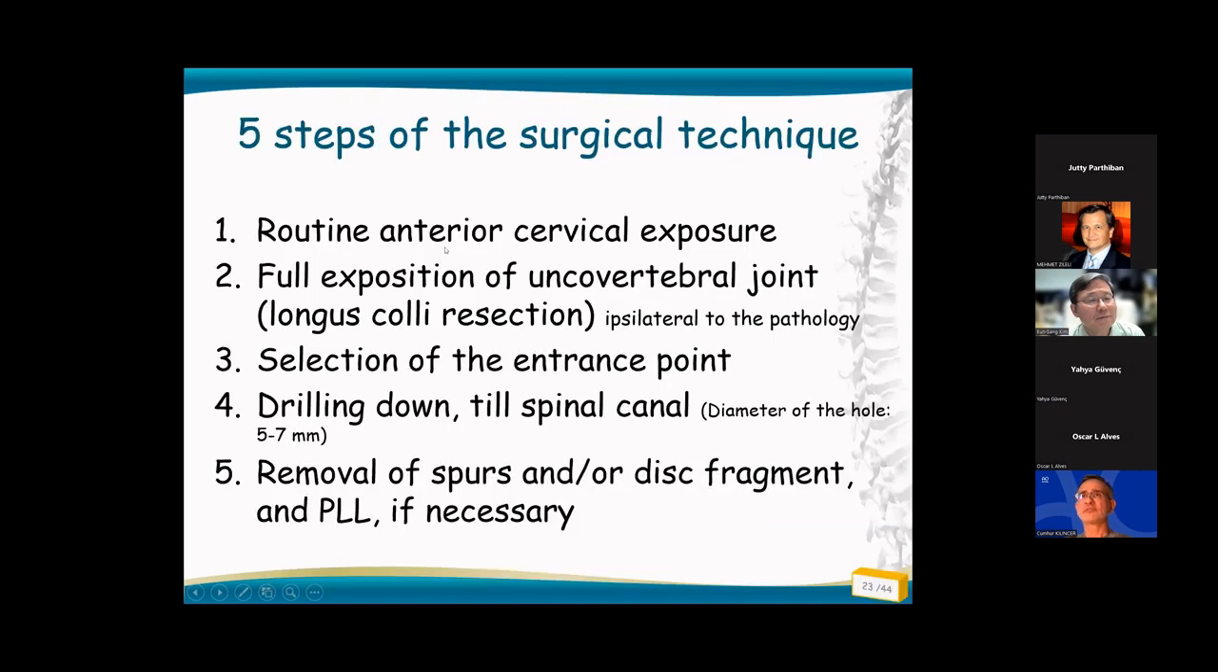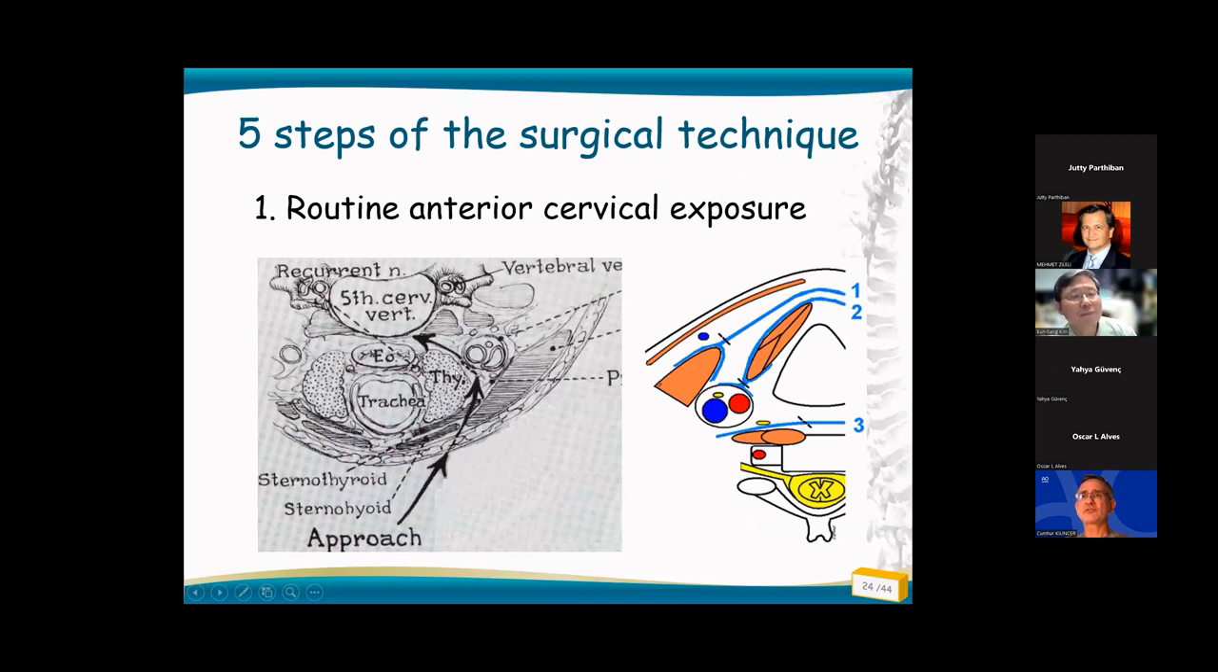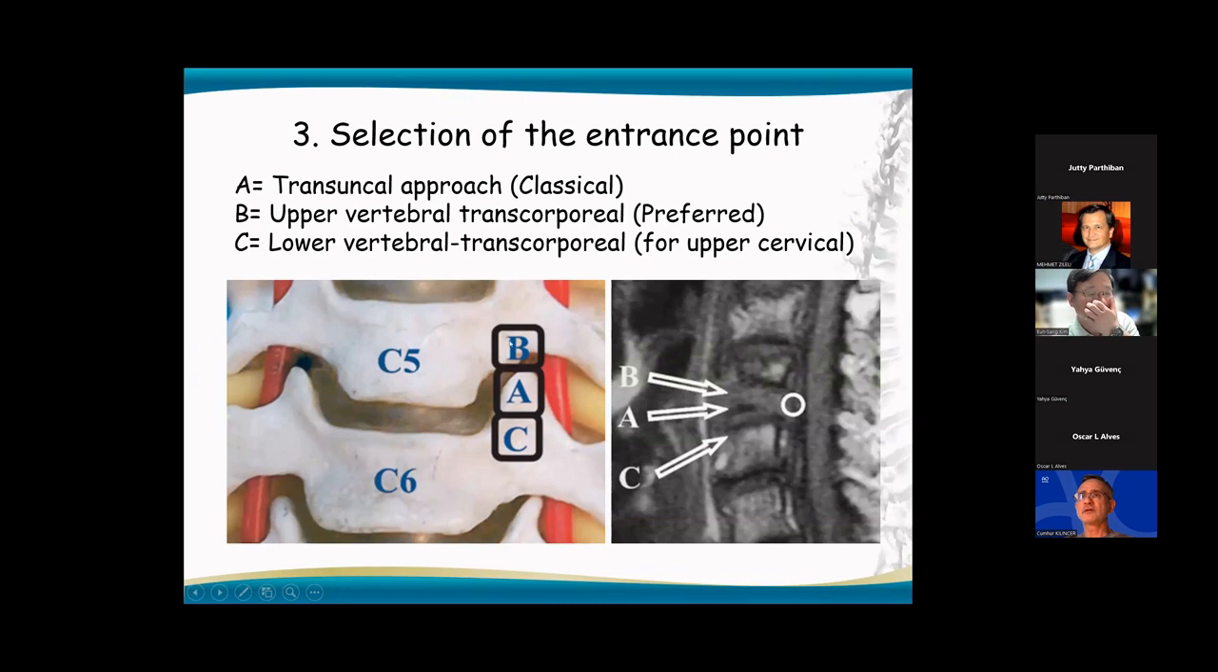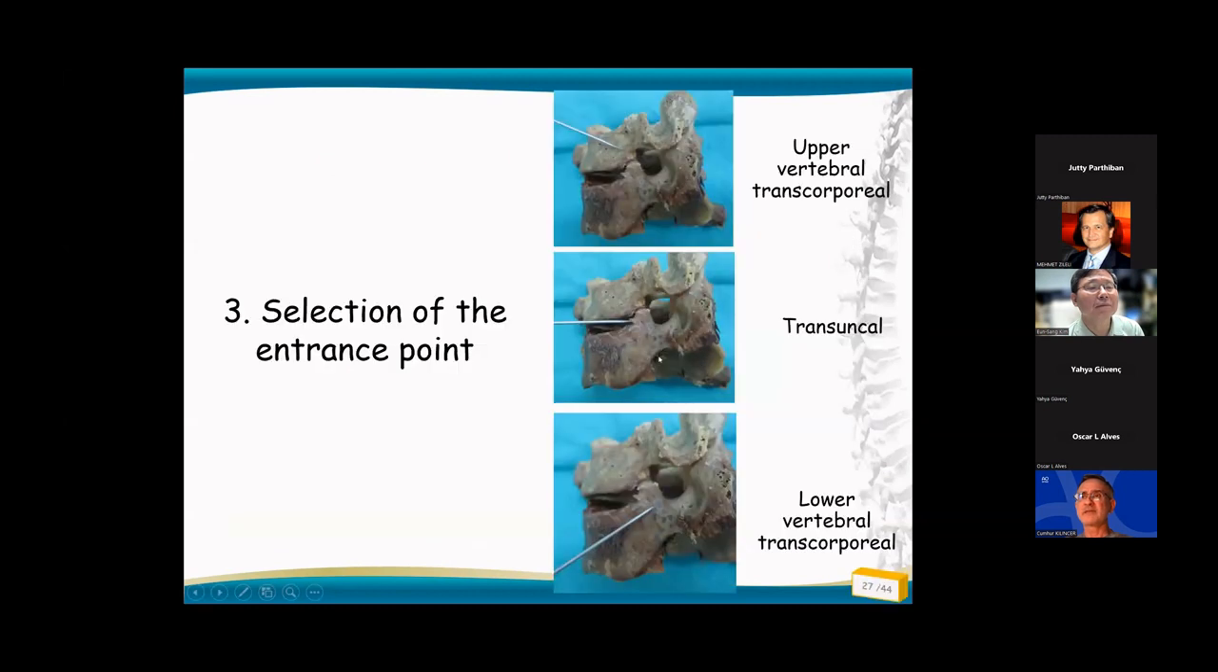There are 5 steps of the surgical technique. First, routine anterior cervical opening, opening the 3 fascia to reach the area. You expose the uncovertebral joint, generally by resecting some longus colli muscle at the lateral border of the vertebra. And you need to choose your drilling area. You can use all of the 3 areas. This is related to where you put your skin incision and where the lesion is, but you can use all of them to start drilling.